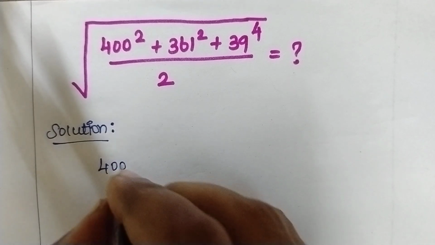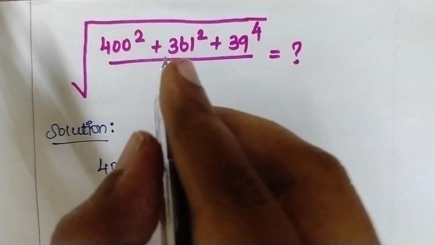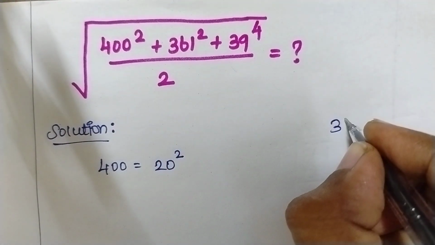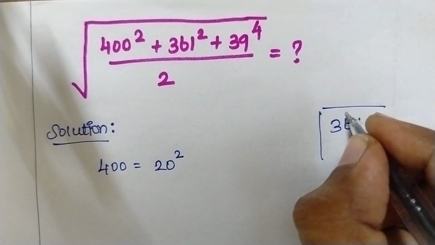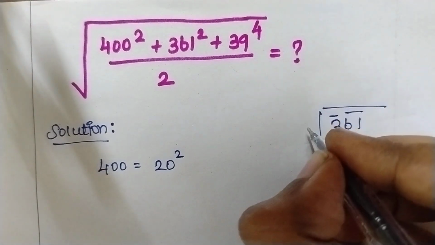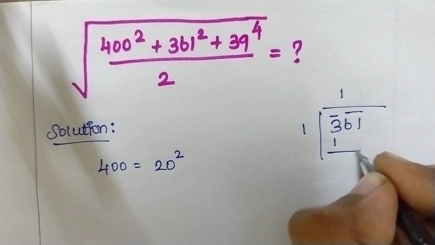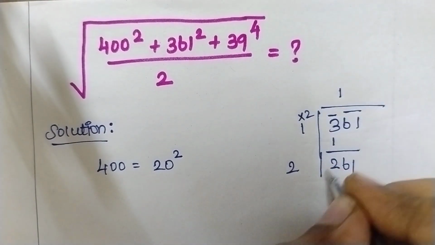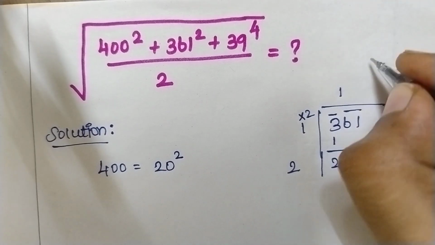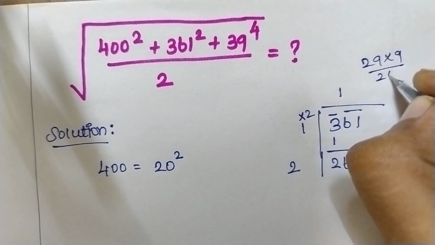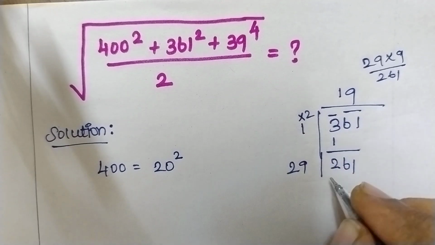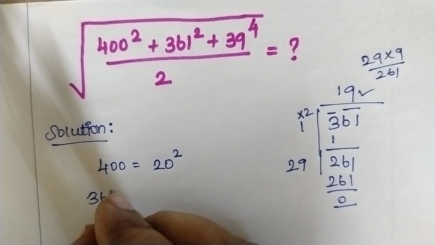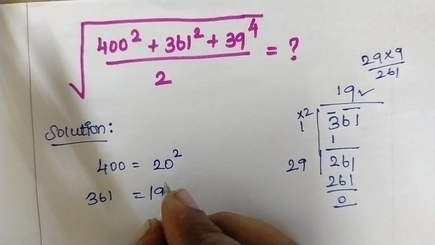So 400 is equal to 20 square, we know that. Similarly, we need to know the relation for 361. So for that 361, I am going to take the square root. 1 into 1, so the remaining is 261. So I am going to multiply that with 2, so it has a longer difference. So I am going to check with 9, so 29 into 9 is 261. So obviously we found that 361 is equal to 19 square.